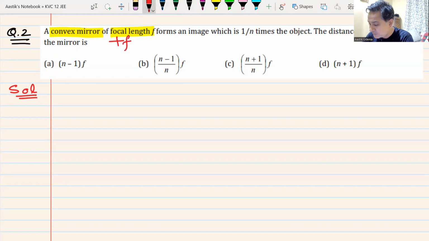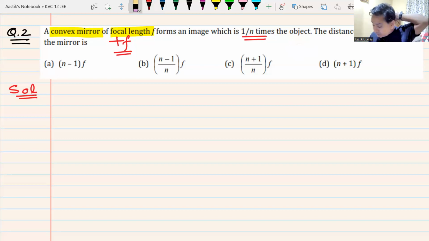Do we understand this? Yes or no? That is the first thing you have to take. It forms an image which is 1 by n times the object. Now nothing is said about the object, so we will assume that the object is real. Let us not assume more than that. The object might be real.